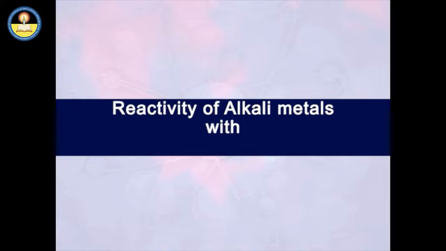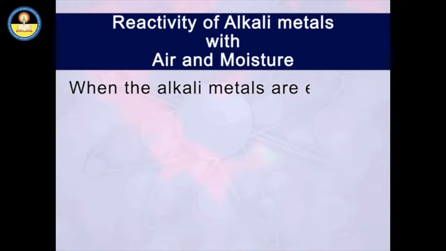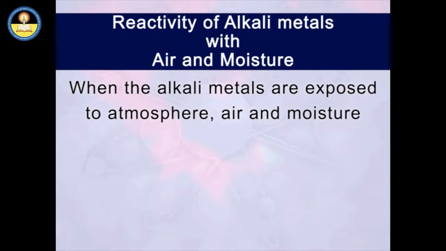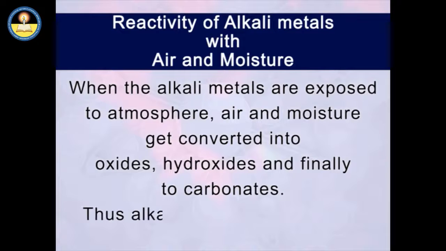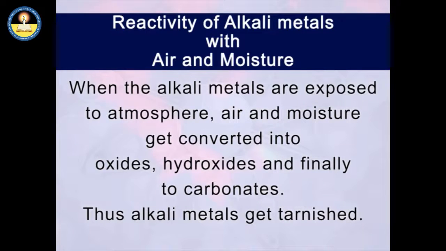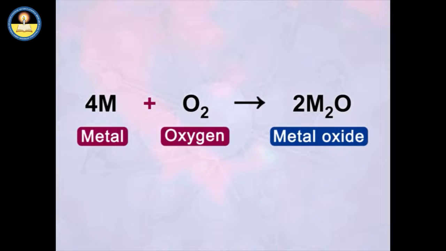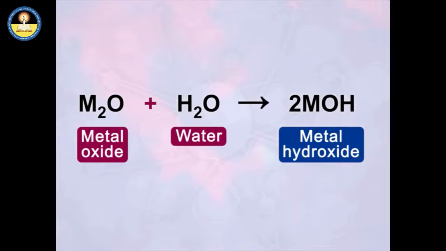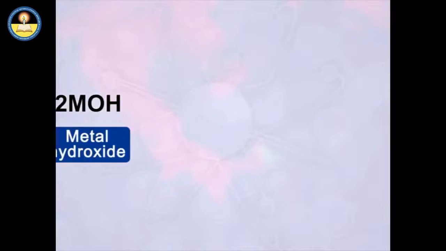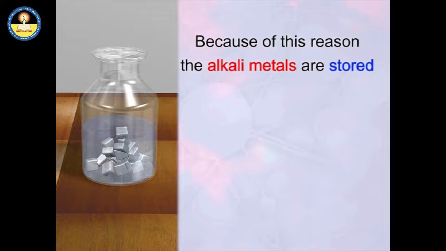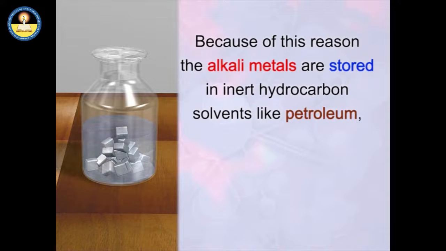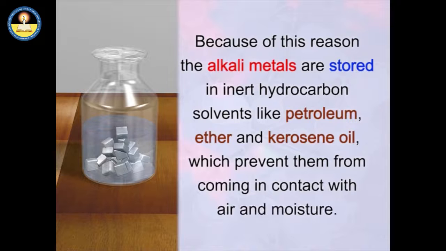Reactivity of alkali metals with air and moisture. When the alkali metals are exposed to the atmosphere, air and moisture, they get converted into oxides, hydroxides and finally to carbonates. Thus, alkali metals get tarnished. Metal reacts with oxygen to form metal oxides. Metal oxide reacts with water to form metal hydroxides. Metal hydroxides react with carbon dioxide to form metal carbonates and water. Because of this, the alkali metals are stored in inert hydrocarbon solvents like petroleum ether and kerosene oil, which prevent them from coming in contact with air and moisture.